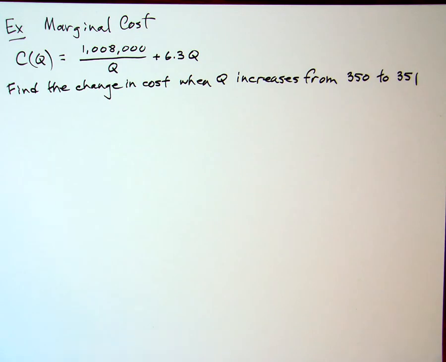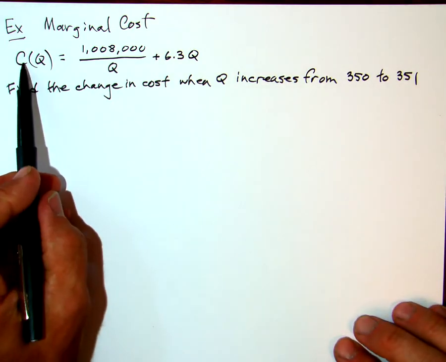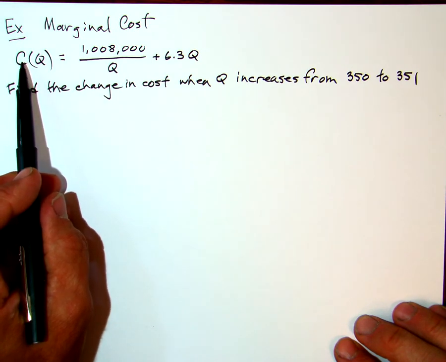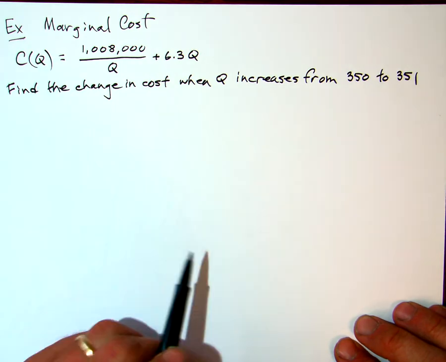Okay, in this video I just want to do one more example using marginal cost. In the last example, the previous video, I did an example of marginal revenue, or sorry, marginal profit. So in this case, cost, we're looking at an annual inventory cost where Q is the order size when the inventory is replenished.